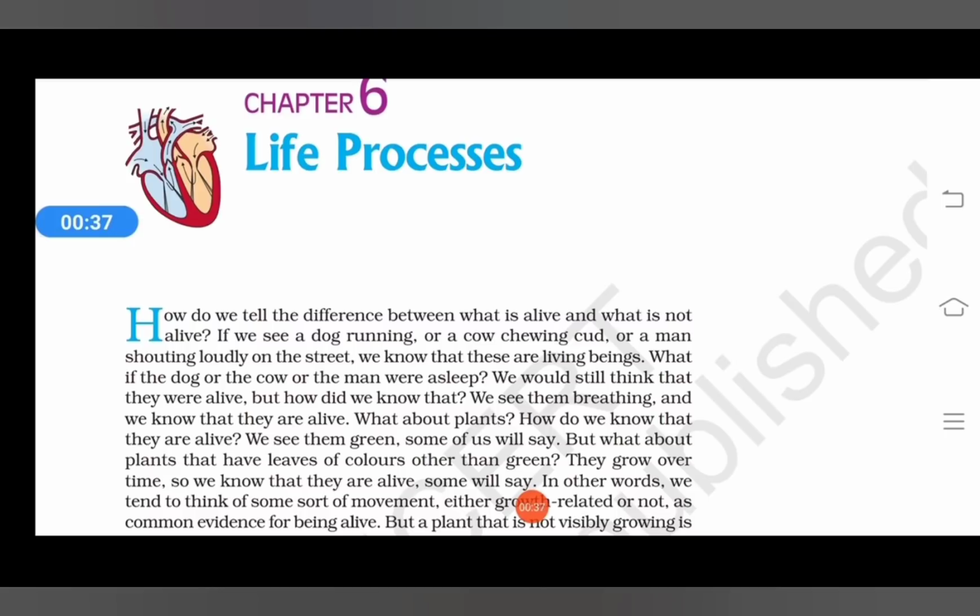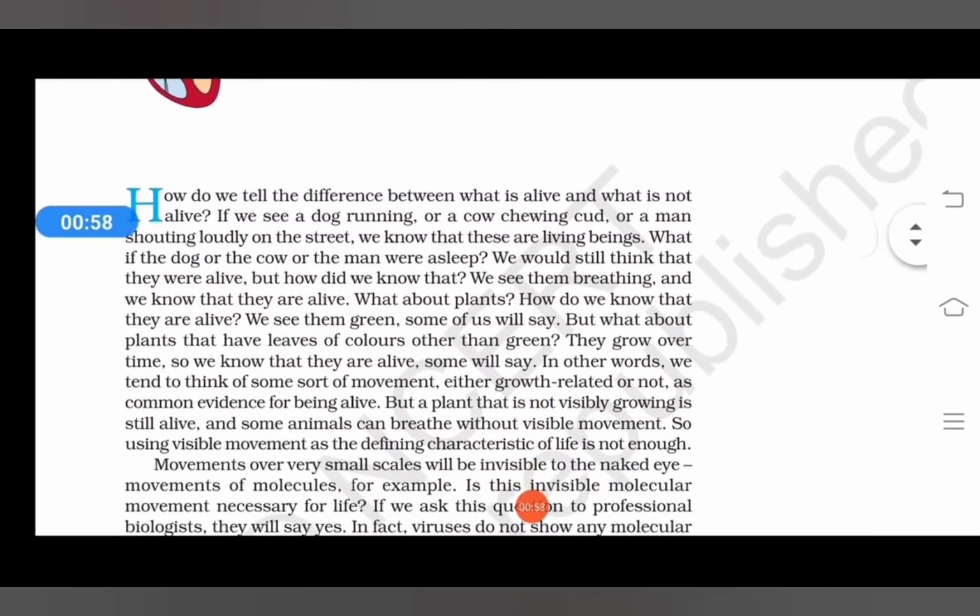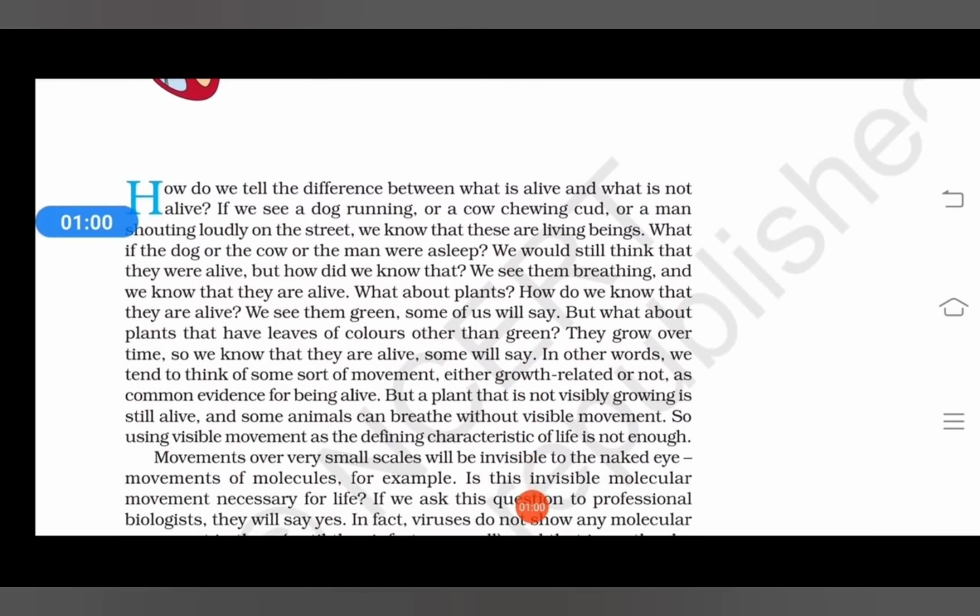But how did we know that? We see them breathing and we know that they are alive. What about plants? How do we know that they are alive? We see them green, some of us will say, but what about the plants that have leaves of colors other than green? They grow over time, so we know that they are alive. In other words, we tend to think of some sort of movement, either growth related or not, as common evidence for being alive.